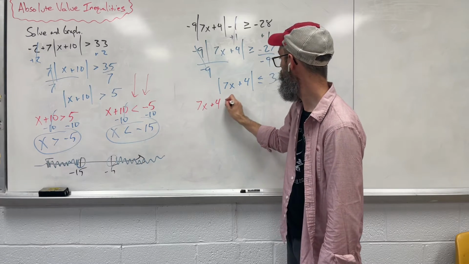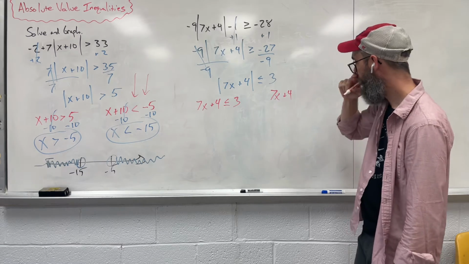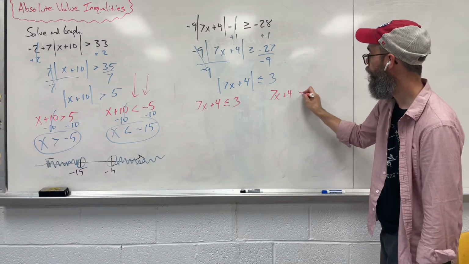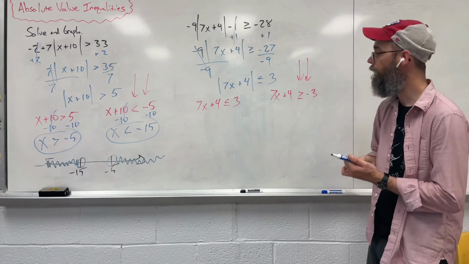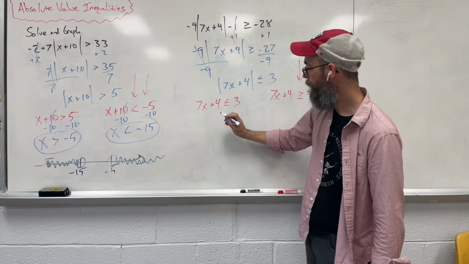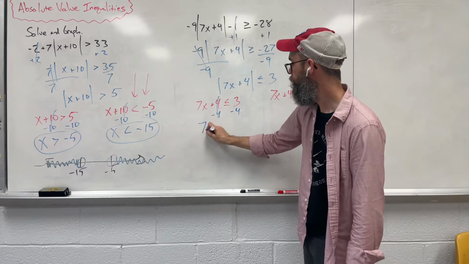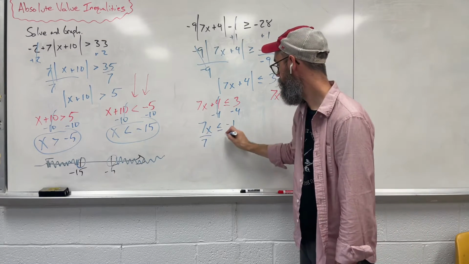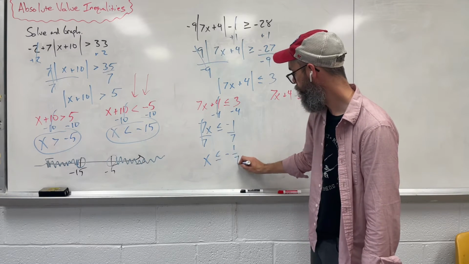7x plus 4 less than or equal to 3. Over here, we switch things twice again: 7x plus 4 greater than or equal to -3. Two things change there. Now, let's go through and solve this like we would any other problem. Inverse operations, starting with adding and subtracting. Let's take care of the 4. -4, -4. 7x less than or equal to -1. Divide, x less than or equal to -1/7.